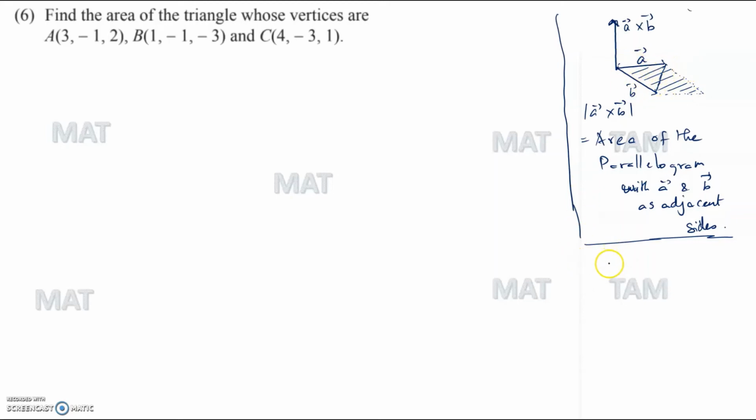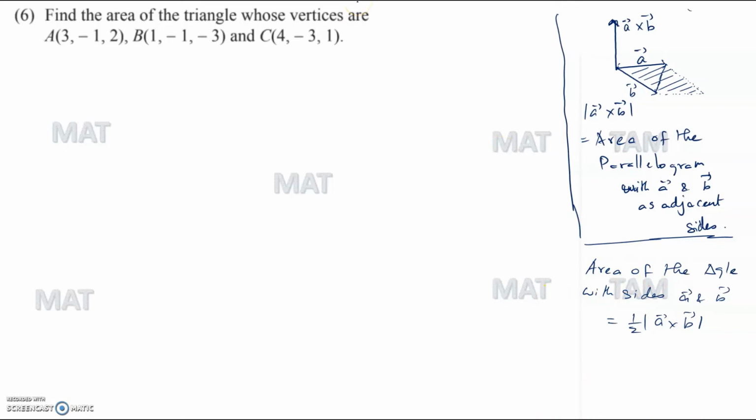Then the area of the triangle with sides A and B is equal to half the magnitude of A vector product with B. So we'll be using the same formula for this.